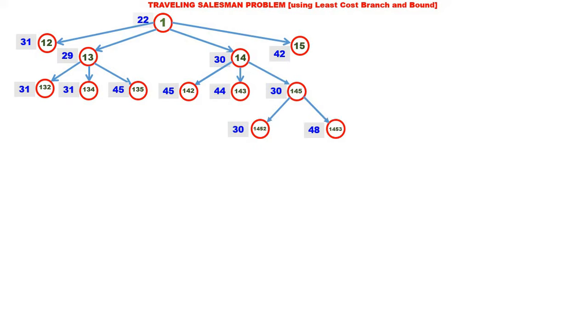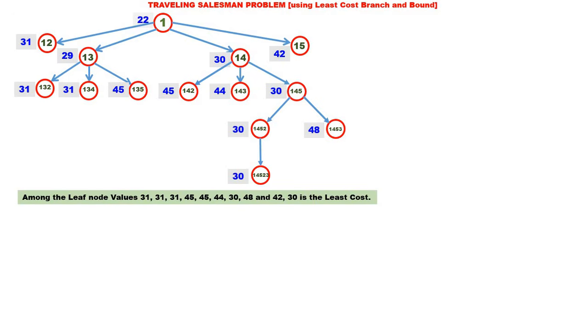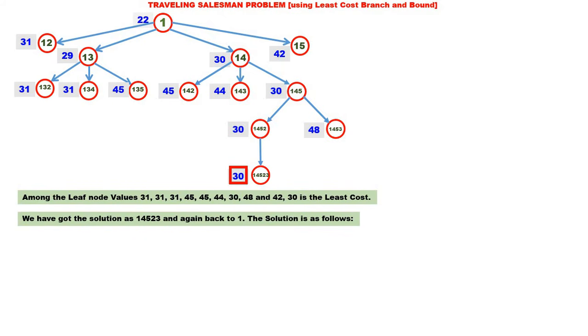Observe, 1452 we explored and we got 30 again. Meaning, among all the leaf nodes 31, 31, 31, 45, 45, 44, 30, 48 and 42, 30 is the least cost and that is for node 14523. We have got the solution because only 5 vertices were there.